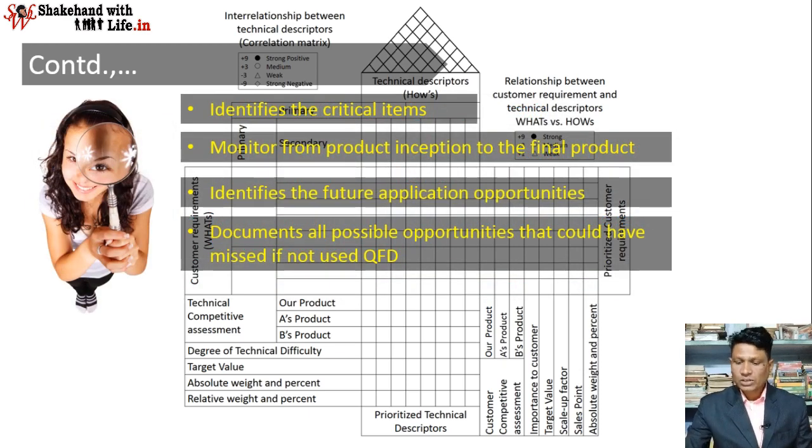The QFD team also identifies the critical items. So if we are talking about the camera resolution, then lenses are the critical items. So the QFD team monitors the critical items from the beginning of the idea of design of a new product, till the finalization of the product. That means the final product we have manufactured.